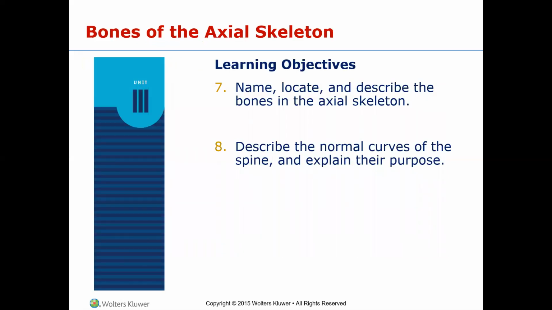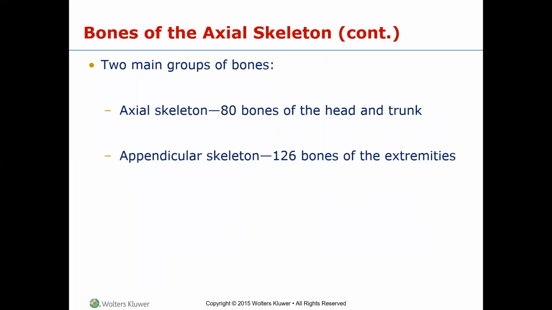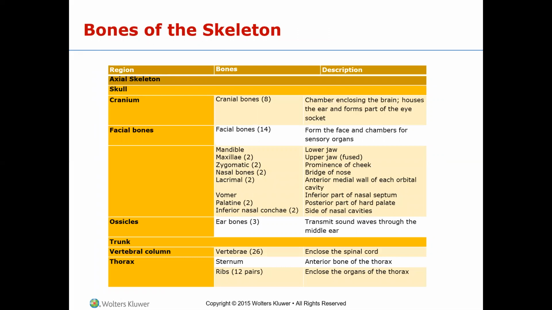And when we look at our bones, they are found in two different distinct parts: the axial and the appendicular skeleton. And then we also have some normal curves in our spine. So we have two main groups of bones. The axial skeleton has 80 bones for the head and the trunk, and the appendicular has 126. In total, there are 206 bones. So these are all of the bones of the skeleton, and how many there are.